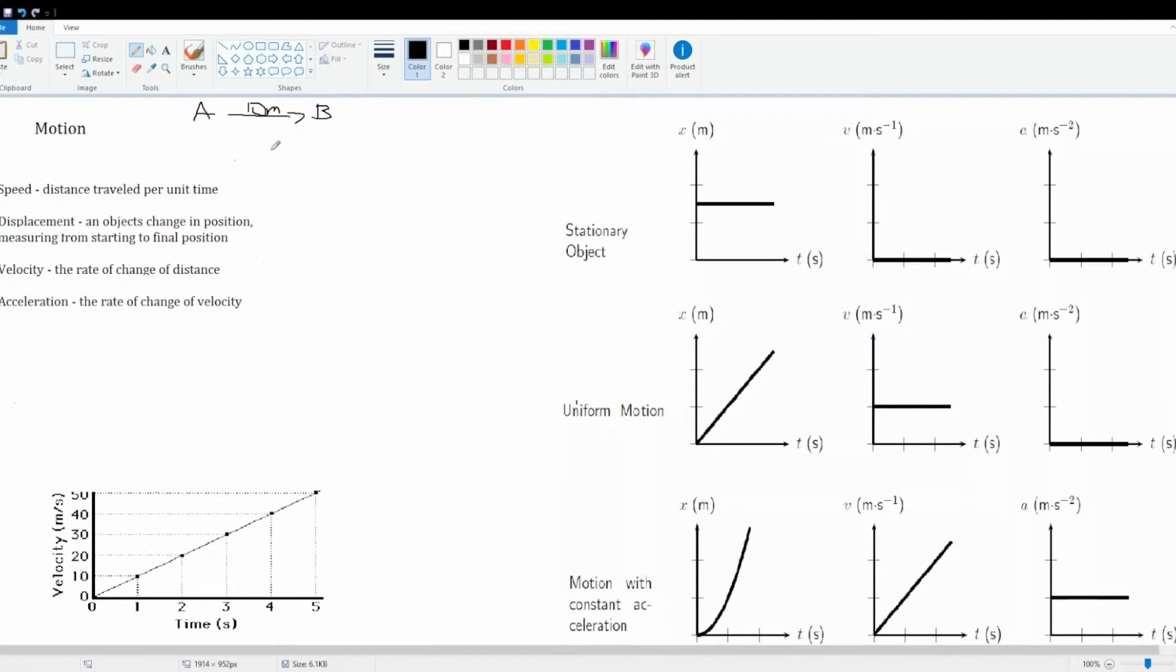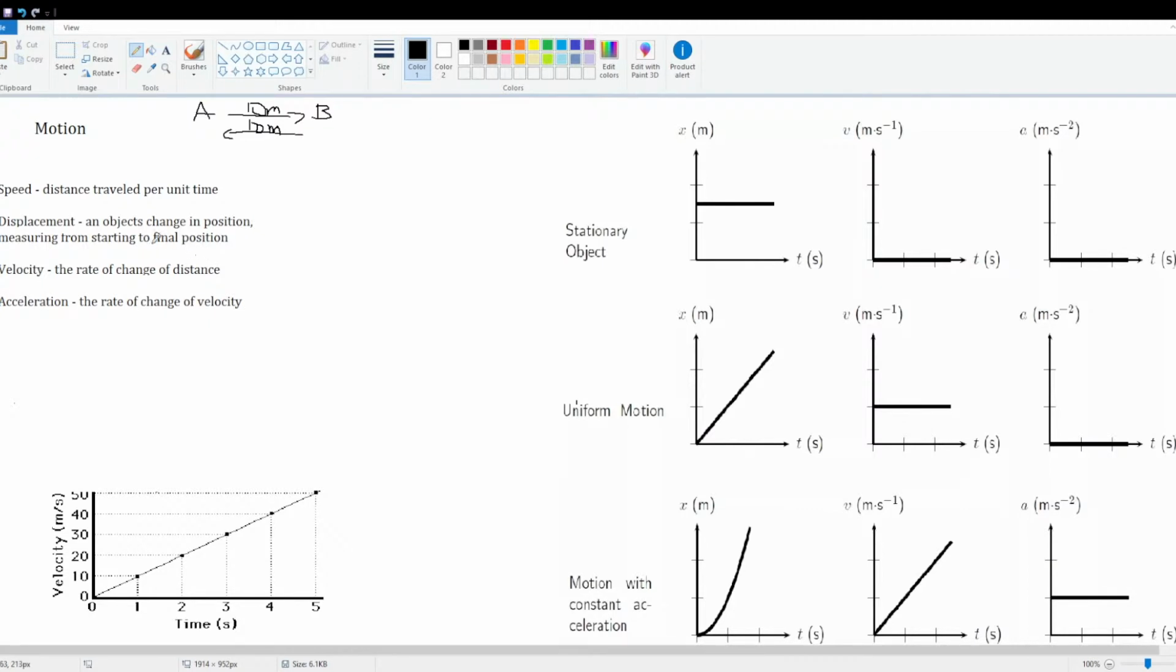Now let's add another component to this problem here. Let's say we walk 10 meters to B and then we walk 10 meters back to A, back to our starting point. Right, so our distance, well, we traveled 10 meters to B and then we traveled 10 meters back. That's going to be 20 meters distance.